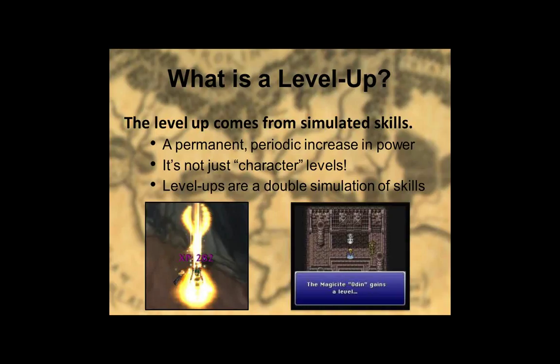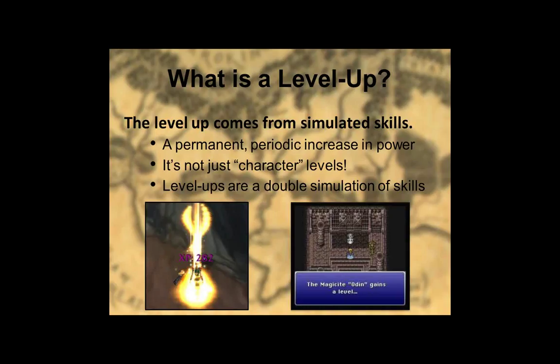Periodic means that it happens at a regular interval. In the case of most RPGs, that regular interval is determined by experience points. You accrue experience points, and once you hit a certain regular interval, the growth of which is charted by a mathematical formula very easily, you gain the next level. And then character power is, of course, the simulated skills, which I just talked about. So that's what I mean by a permanent periodic increase in power. But it's not just character levels that are gained in an RPG.